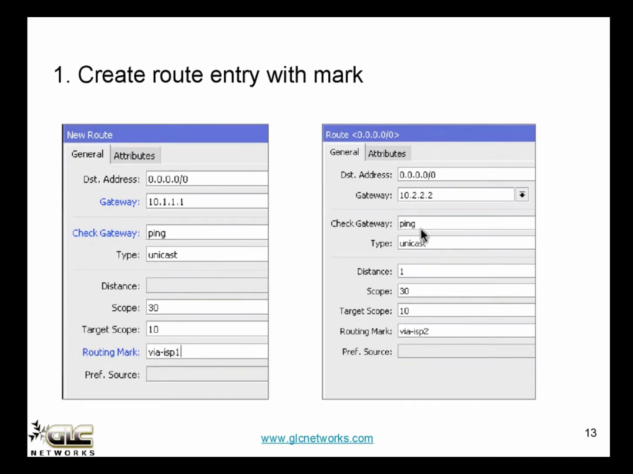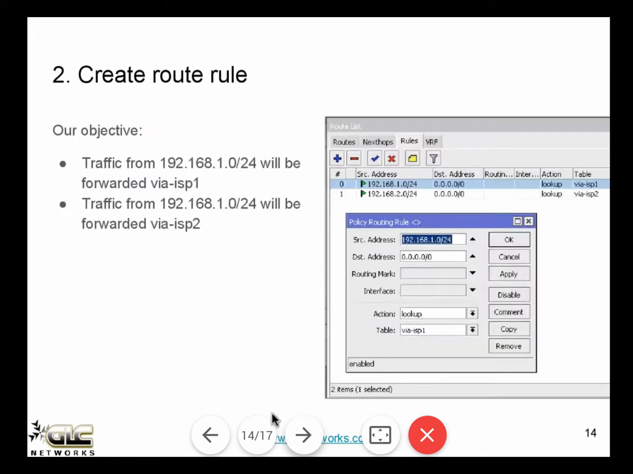And then the second rule: destination is 0.0.0.0/0, gateway is 10.2.2.2, so that means the second gateway, ISP2. Check gateway standard, and so on, and then here's the routing mark, via-ISP2. Okay, so clear. First create the routing entry with the mark. That's how the routing table works for PBR here.